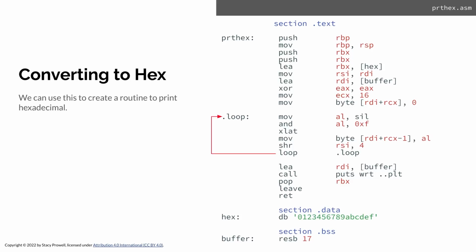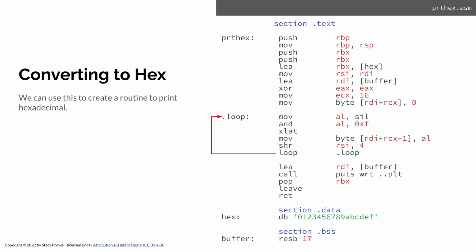So do we write at the position buffer plus 0? We do, because again, this minus 1 over here. So we do in fact write all 16 positions out. Now we take the address of buffer and put it in RDI, and that is the only argument to puts. So then we call puts with respect to the PLT.